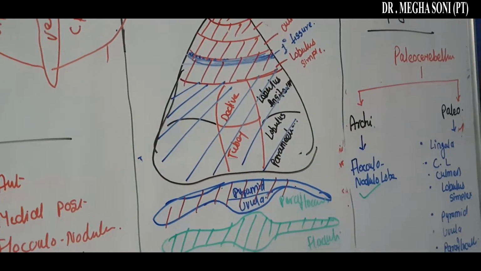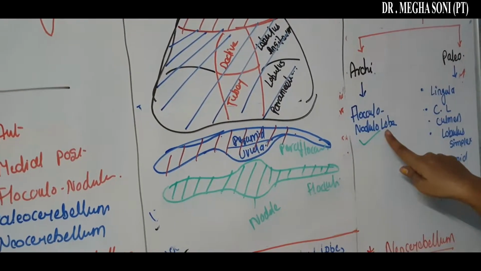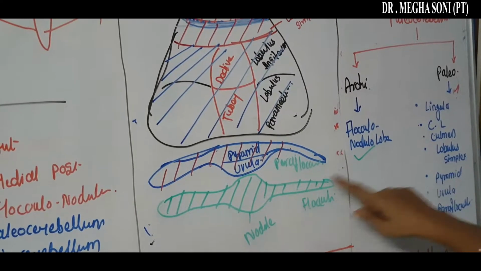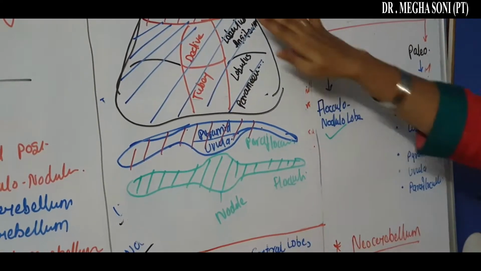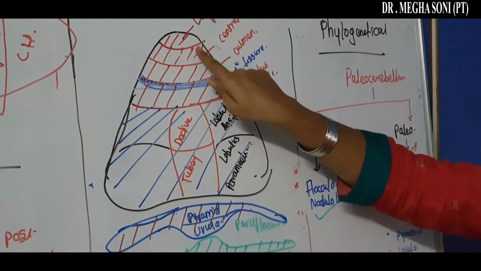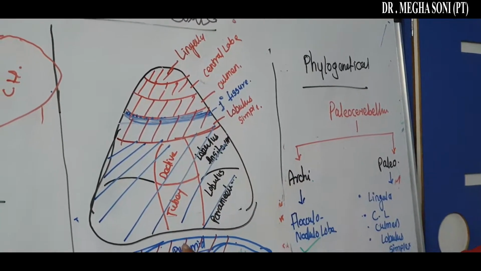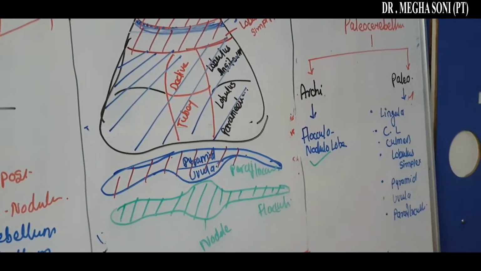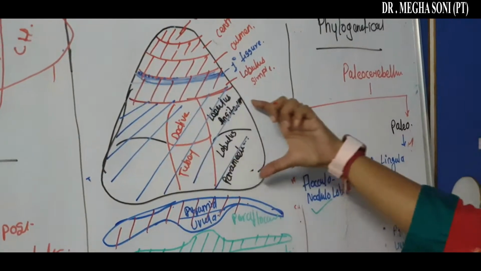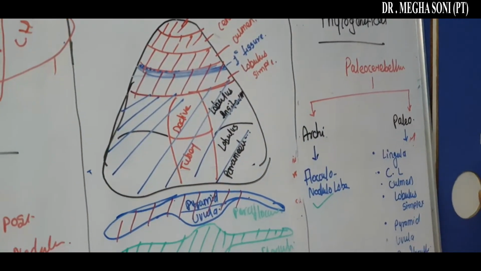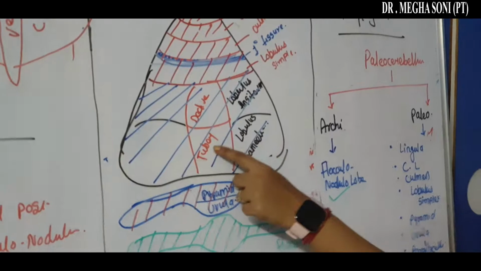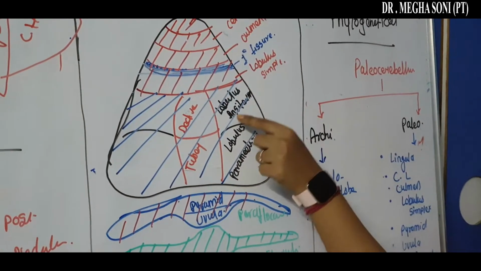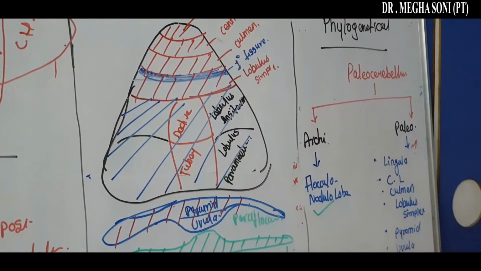Again, this green one is archicerebellar, which includes the flocculonodular lobe. Paleocerebellar, this red one, includes lingula, central lobe, culmen, lobulus simplex, pyramid, uvula and paraflocculi. And this middle portion is neocerebellar, the newest structure. It includes declive, tuber and two parts, lobulus ensiform and lobulus paramedian.